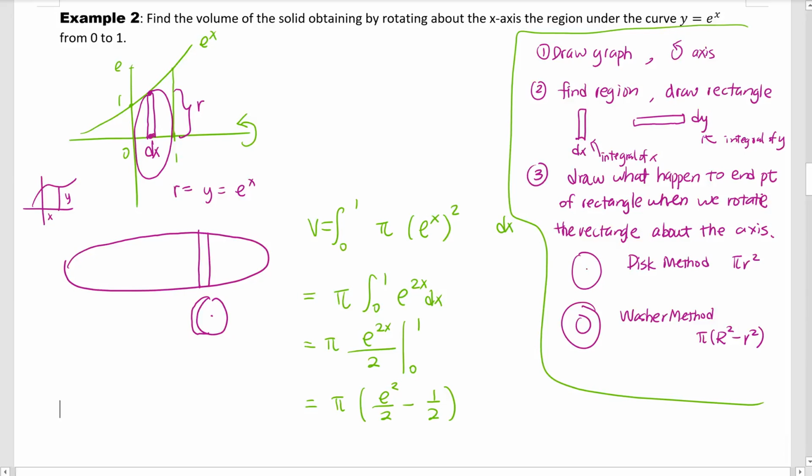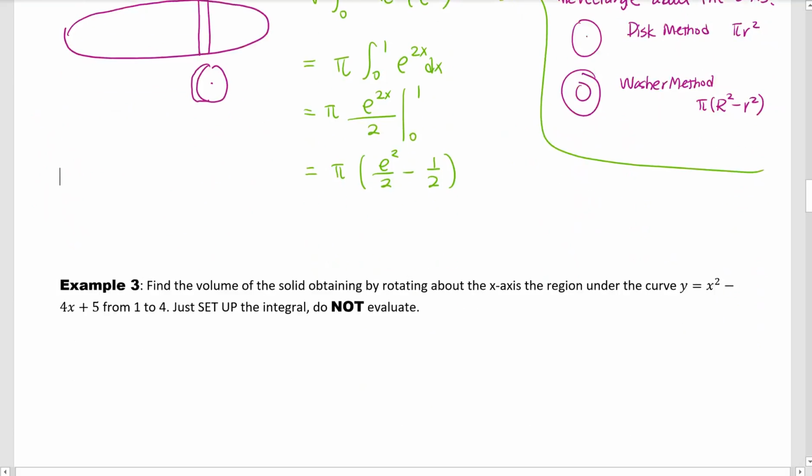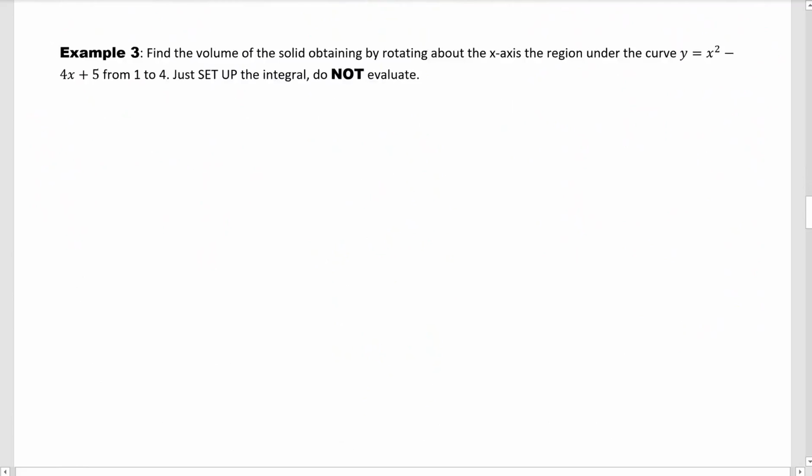Yes. So, I don't know, do you like drawing? In this chapter, you're gonna draw a lot. Okay. So, example 3, find the volume of the solid obtained by rotating about the x-axis the region under the curve y equals x squared minus 4x plus 5 from 1 to 4. Just set up the integral. Do not evaluate. Okay, so let's draw the picture.